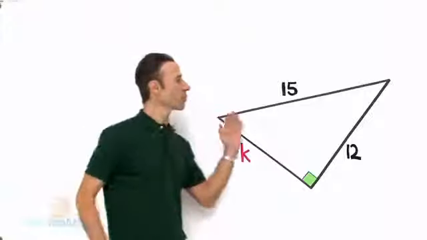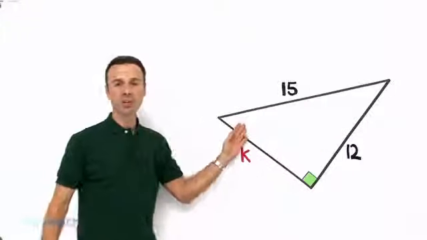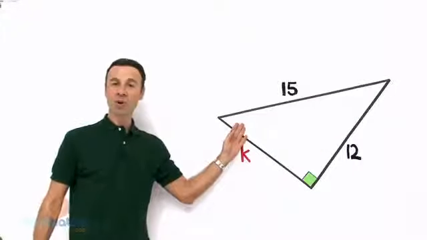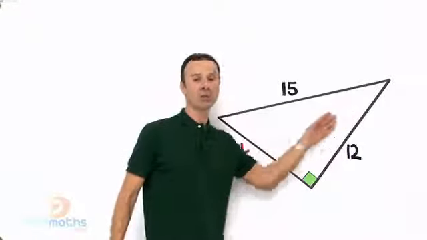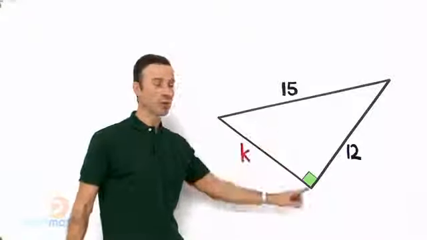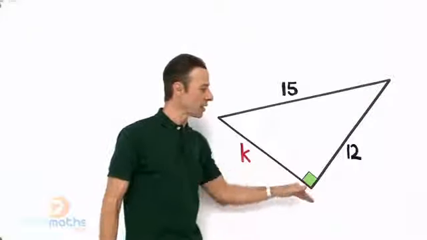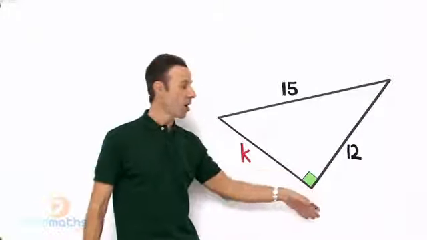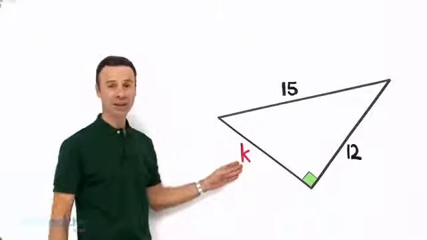So we have this very long length across here. Now do you remember what that's called? For those of you who don't remember, it's called the hypotenuse. That's the long length not attached to the right angle. And then we have two other lengths that are attached to the right angle. Over here we have 12 and over here we have k.